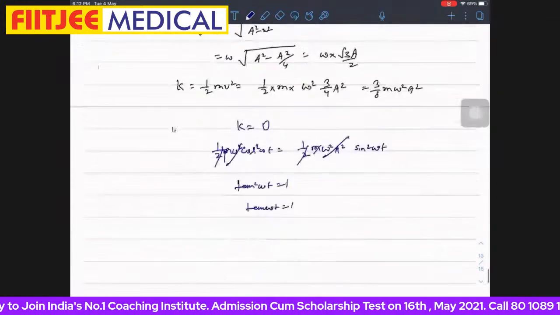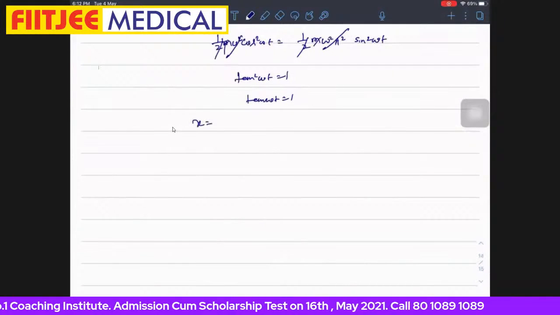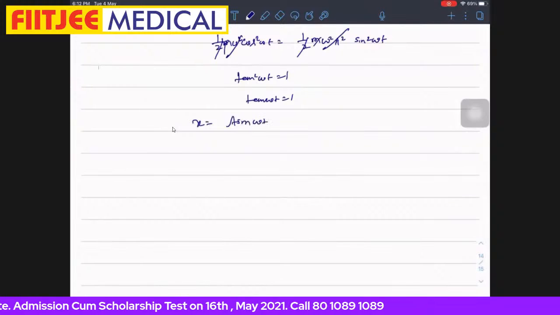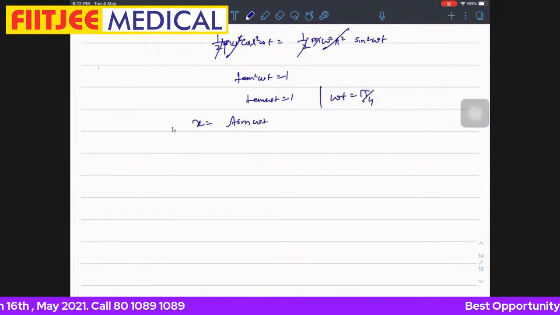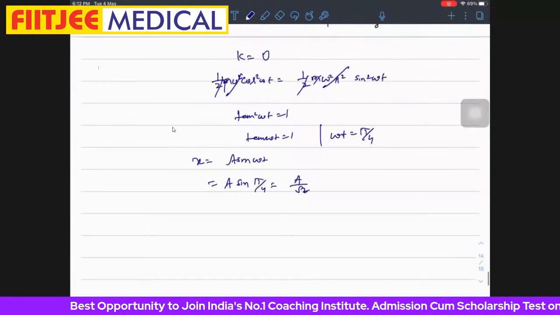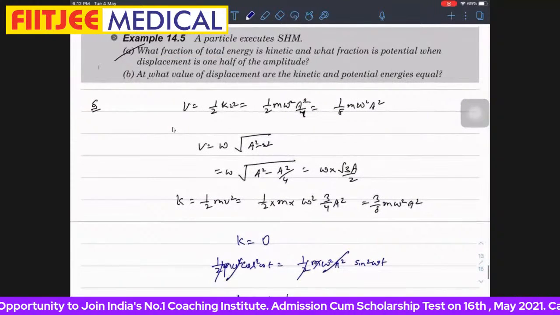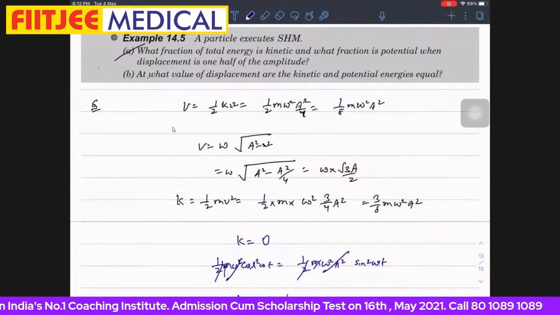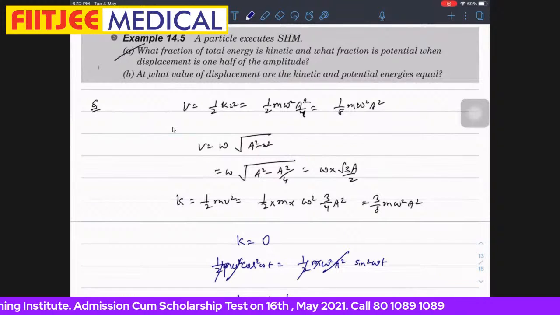So they're asking at what value of displacement. So x I can write as how much? A sine omega t. If tan omega t is 1, it means omega t is how much? Pi by 4. So x will be equal to A sine pi by 4, so A by root 2. So this is how we are supposed to do the problems related to the energy of the system.